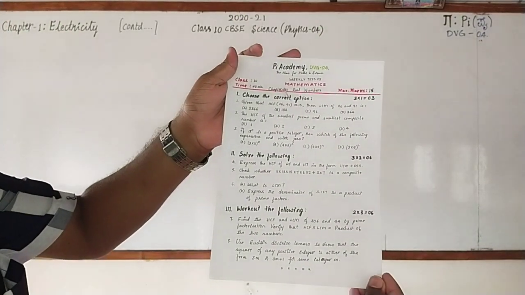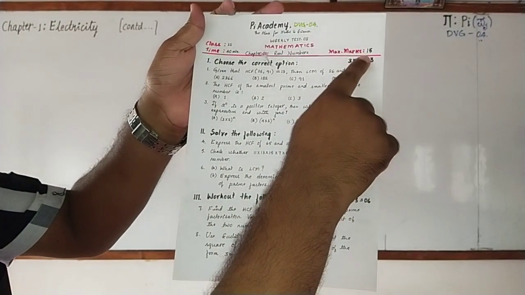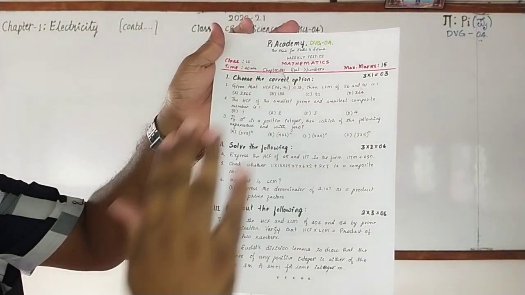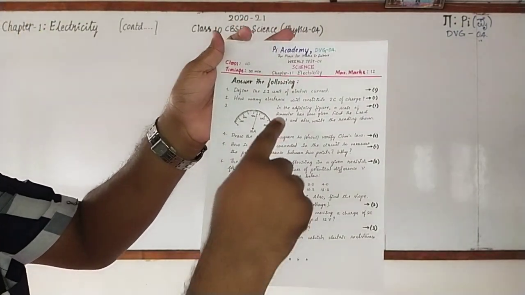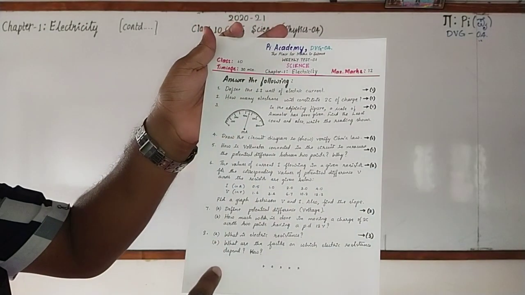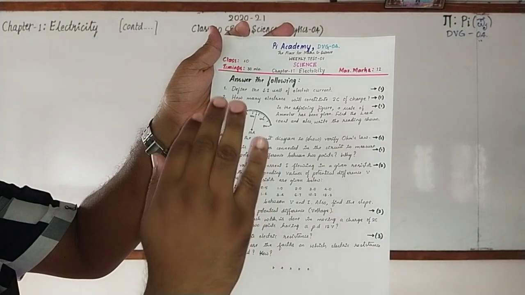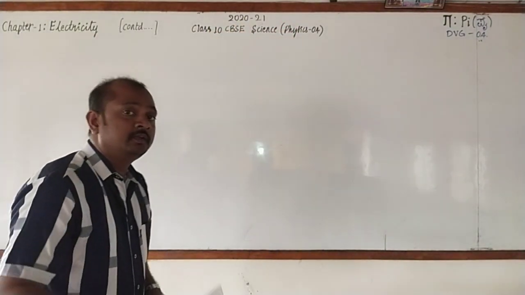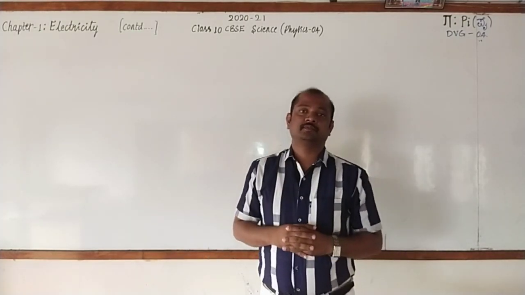Here, this is the maths question paper. It was conducted for 15 marks. Total 8 questions are there and all are important from the examination point of view. And this is the science question paper conducted for 12 marks. Here also 8 questions are there. All important questions are included in this. Please do practice.